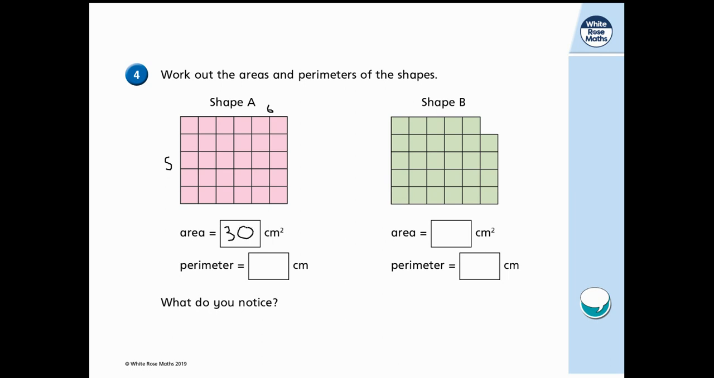Now you might have counted the squares and that's fine. If I put a 5 there and a 6 there, the perimeter is 5 add 6, which is 11. 5 add 6 is 11, so the perimeter is 22.